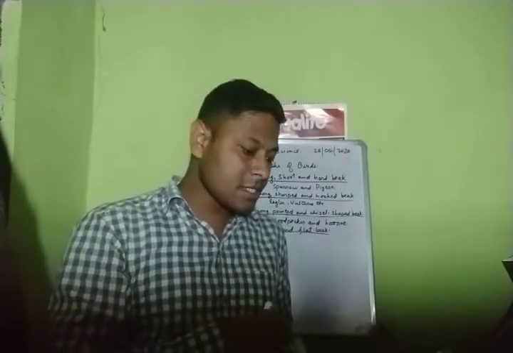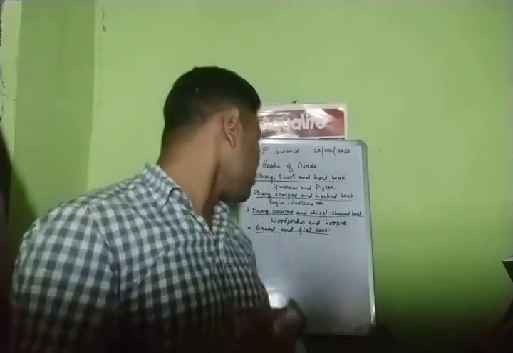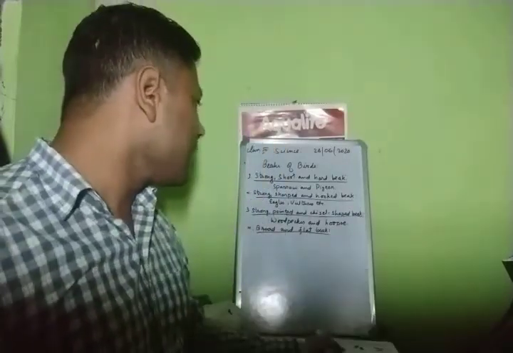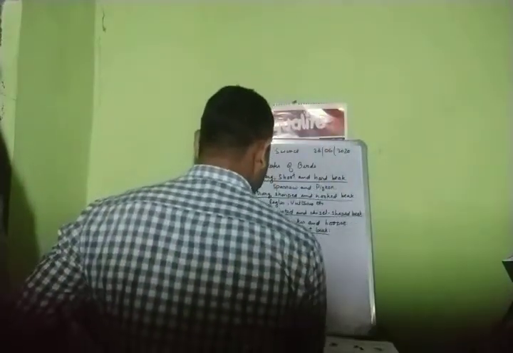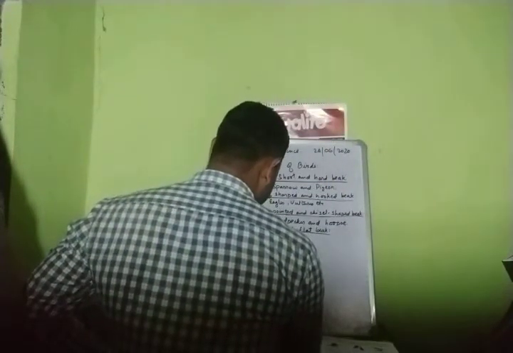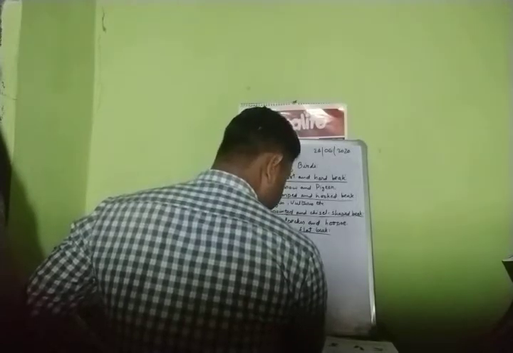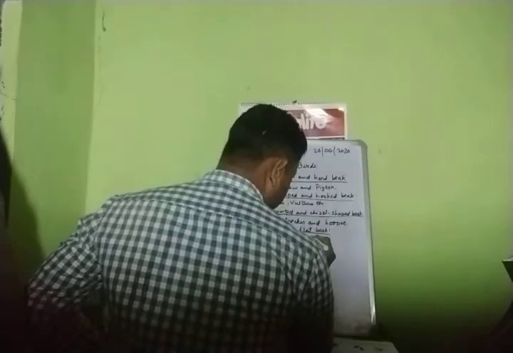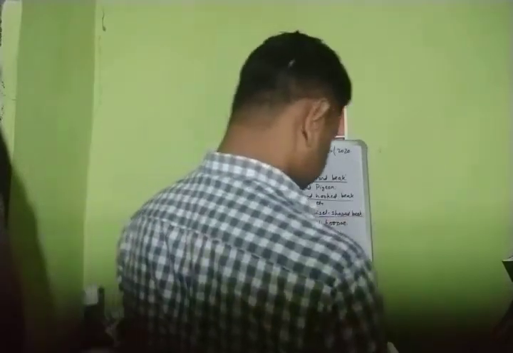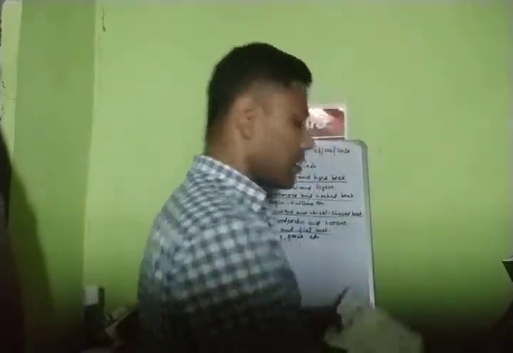Right? Okay, so where do we usually find this broad and flat beak? We find them where? The duck. We find them in duck, goose, and swan. Okay, all right.